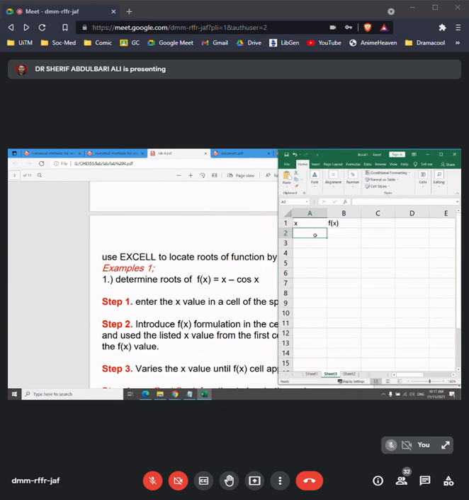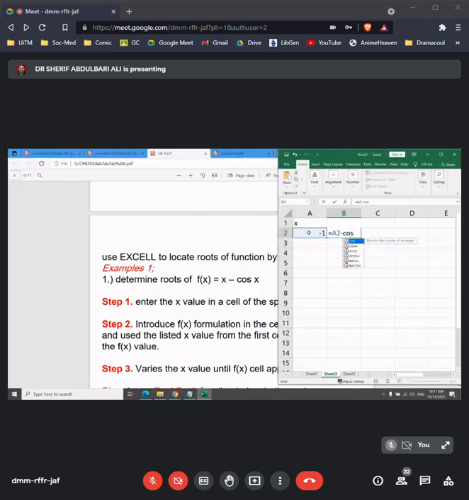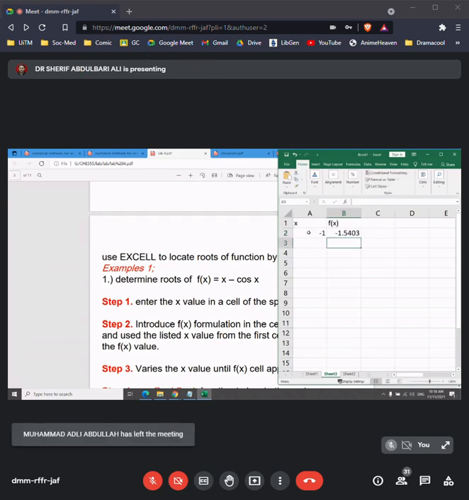Let's say that I want to try if x is equal to -1. I want to check what my function is going to be equal to: -1 minus cosine of -1. So how to write this in Excel? You will write equal, this is x, minus the cosine bracket of x. So when x is equal to -1, my function gives the answer of -1.5. The function here is not 0, so this means -1 is not the root of this function.